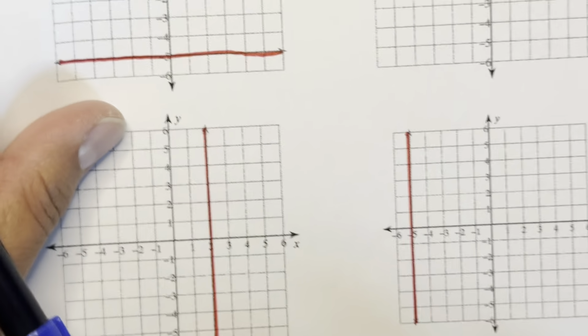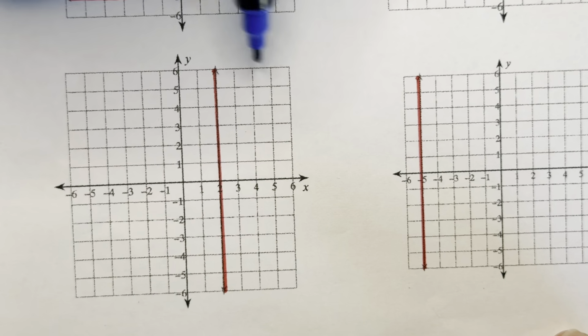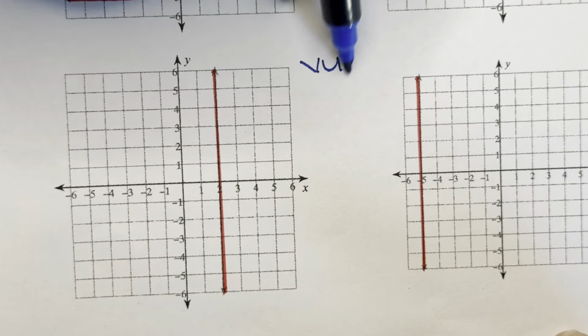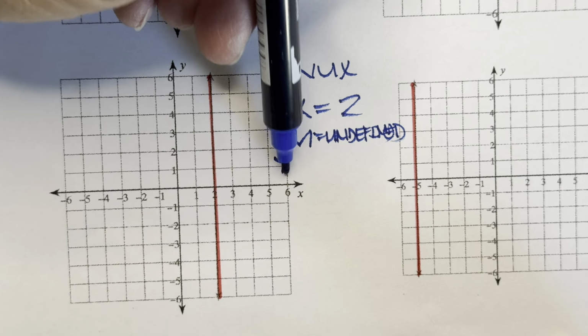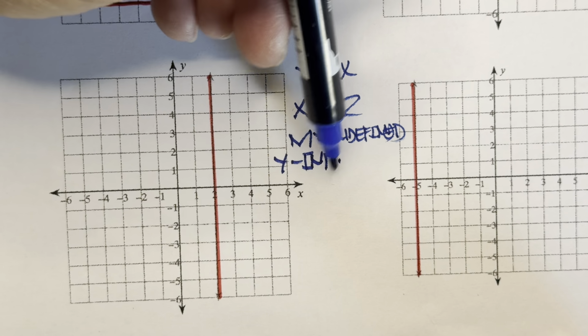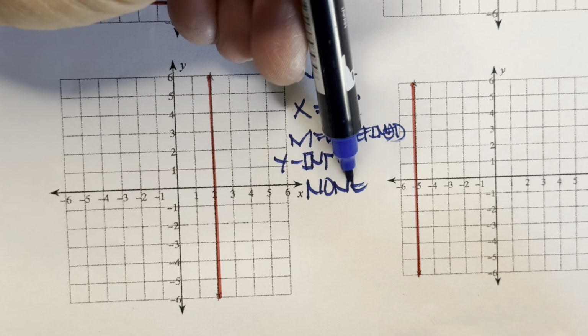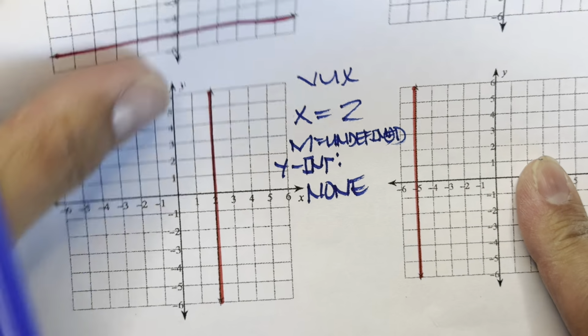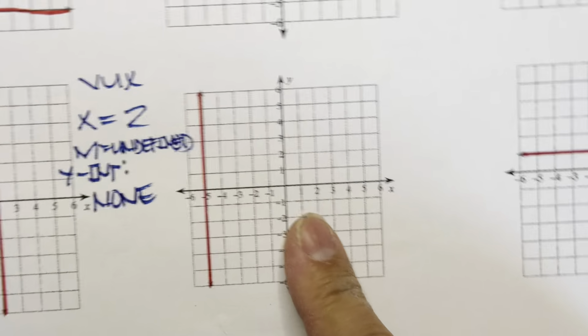All right, next one. This is also a vertical line. So this is a VUX, V for vertical. So our equation is x equals, and it crosses the x-axis at 2. Our slope, u, is undefined. Don't forget that D. And then our y-intercept is none. I should have spaced this out a little further, because you could see this problem, and while I was writing this, you probably already did this in your head.